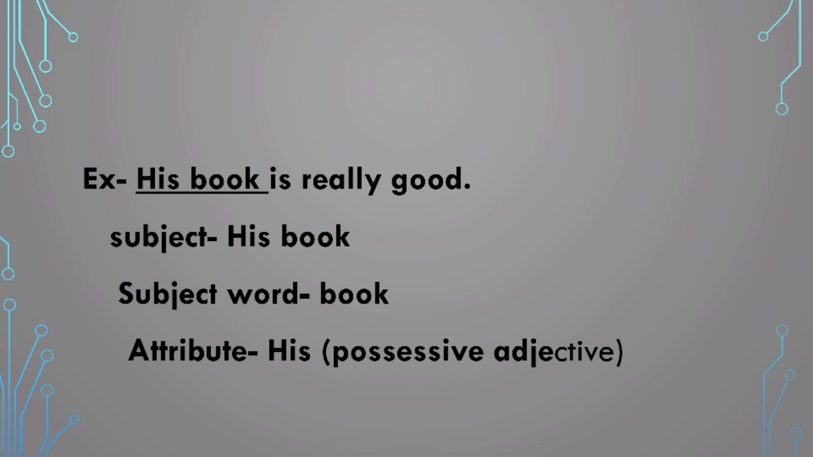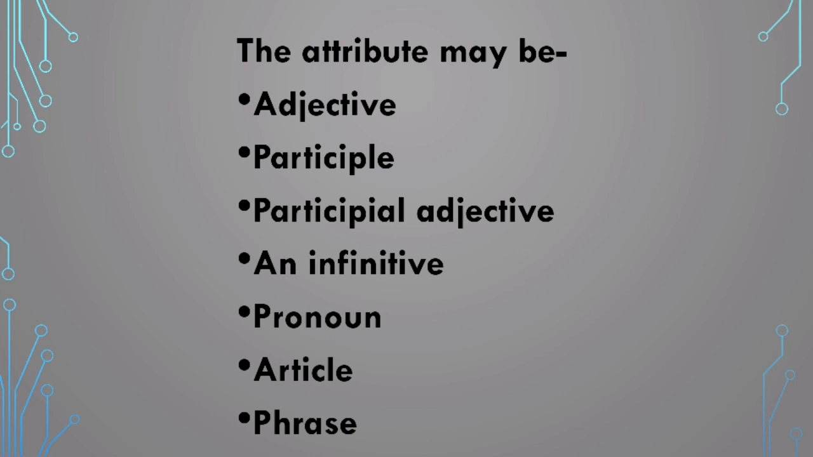Okay, so here the subject is his book and the main word, that means the subject word, is book and attribute kya hai? His. Now the attribute may be an adjective, a participle, an infinitive, a pronoun, an article or a phrase. Attribute can be any of these.